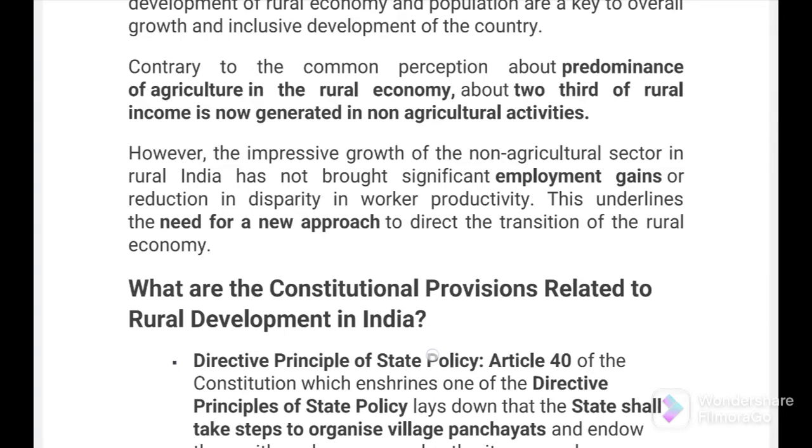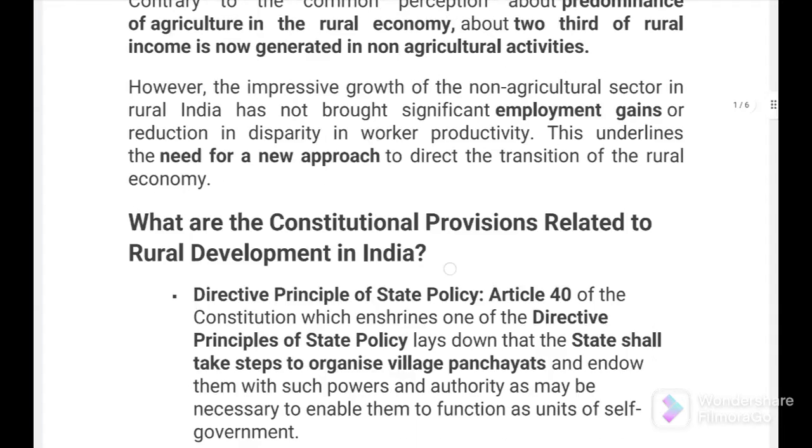However, the impressive growth of the non-agricultural sector in rural India has not brought significant employment gain or reduction in disparity in worker productivity, thus underlying the need for a new approach to direct the transition of the rural economy.